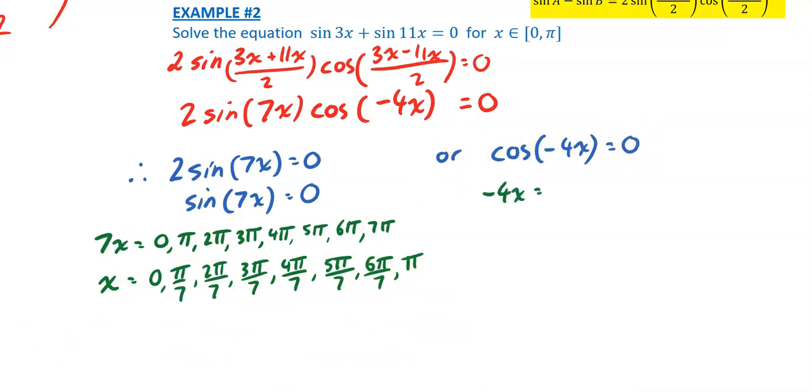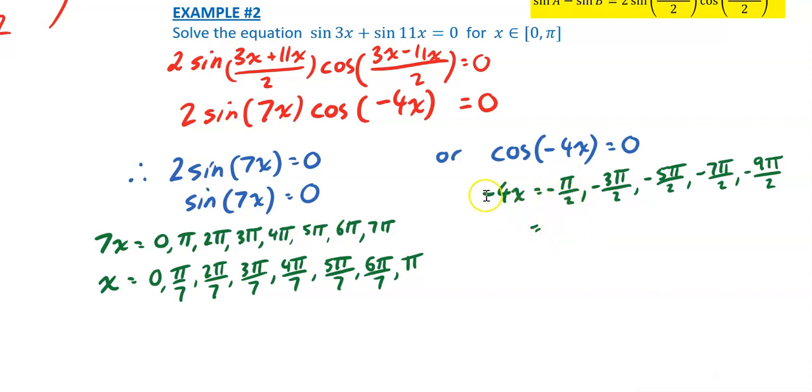It's tempting here to say that negative 4x is equal to pi on 2, 3 pi on 2, 5 pi on 2, 7 pi on 2, 9 pi on 2. But that would be fine, but when we divide all of those by negative 4, we're going to start getting negative answers, and our domain is between 0 and pi. So instead, let's write our solutions here as negative pi on 2, negative 3 pi on 2, negative 5 pi on 2. I've gone far enough, but let's try that.